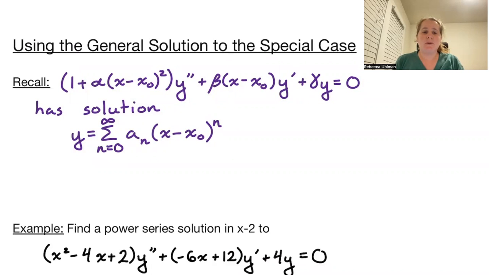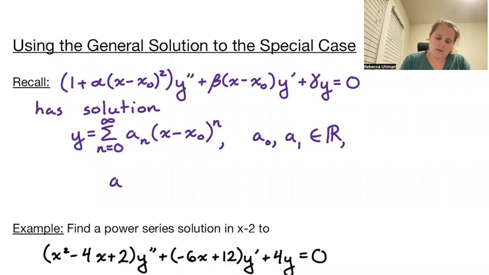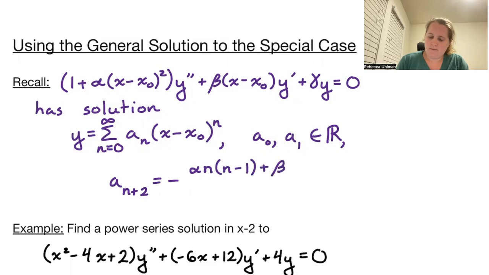The power series solution in x minus x naught, where a0 and a1 are constants in the real numbers, and a sub n plus 2 is defined by negative alpha times n minus 1 plus beta times n plus gamma, the negative out front, the alpha all the way through gamma, being divided by n plus 1 times n plus 2, and that whole fraction multiplying a sub n.